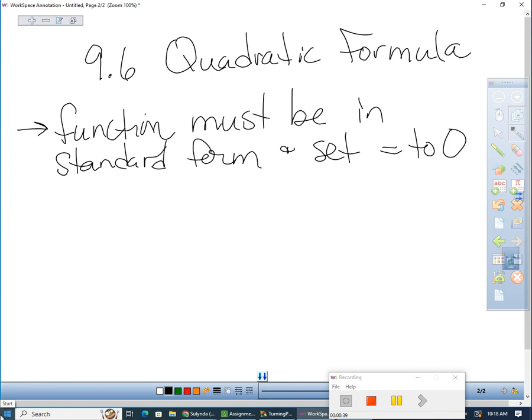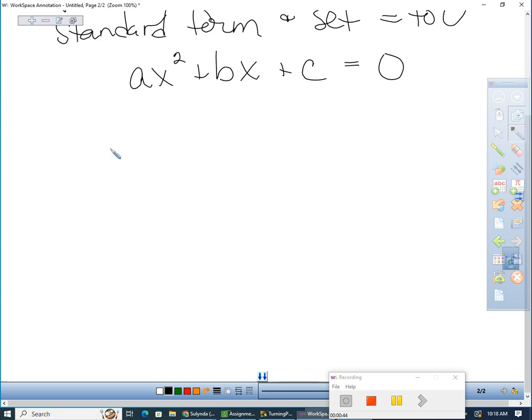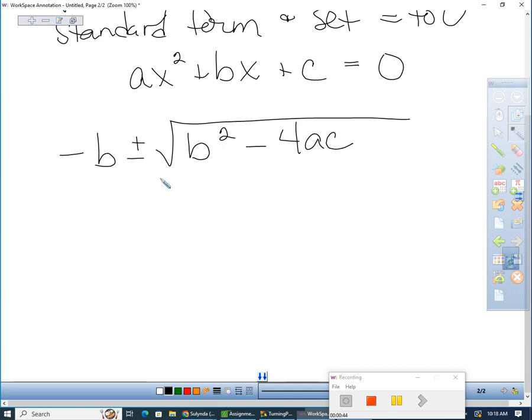So before we can use the quadratic formula, it has to be in standard form and set equal to 0. So it has to look like ax squared plus bx plus c, and it equals 0. The quadratic formula uses the a, b, and c values and plugs them in. Here is the quadratic formula. It is negative b plus or minus the square root of b squared minus 4ac, all over 2a.